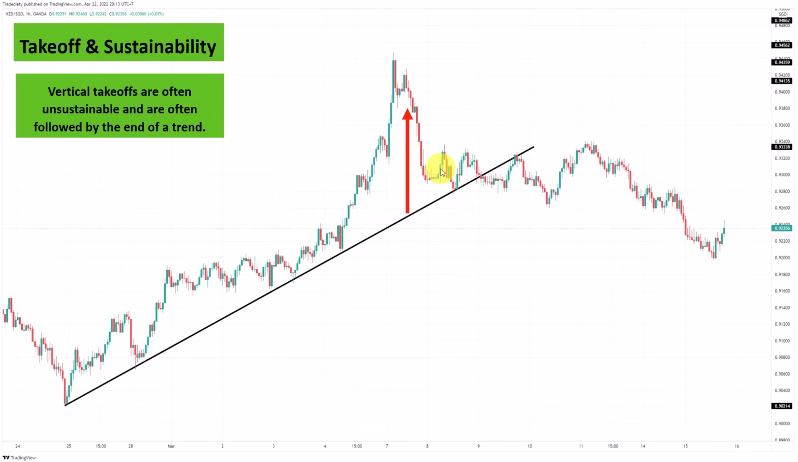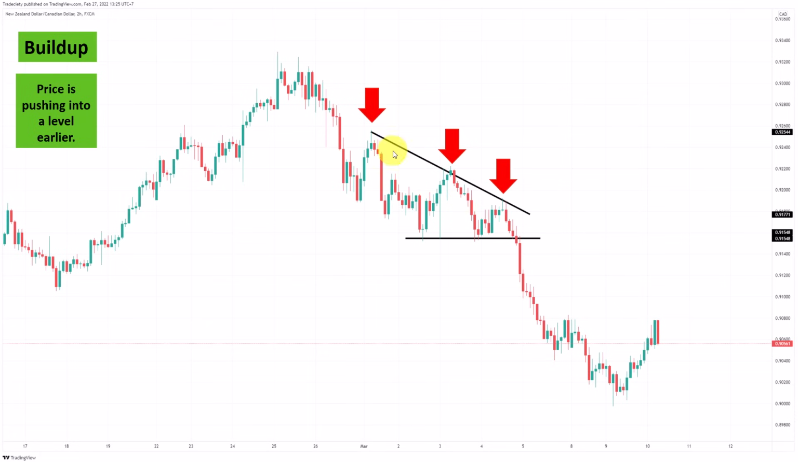Very often you can then see when the price is coming back to the trend line the next time after this takeoff, there has been a lot of profit taking and the buyers were not able to continue to push the price higher. Here we go over in the sideways period. The clear uptrend here previously is over now. We can also use trend lines here to analyze the buildup.